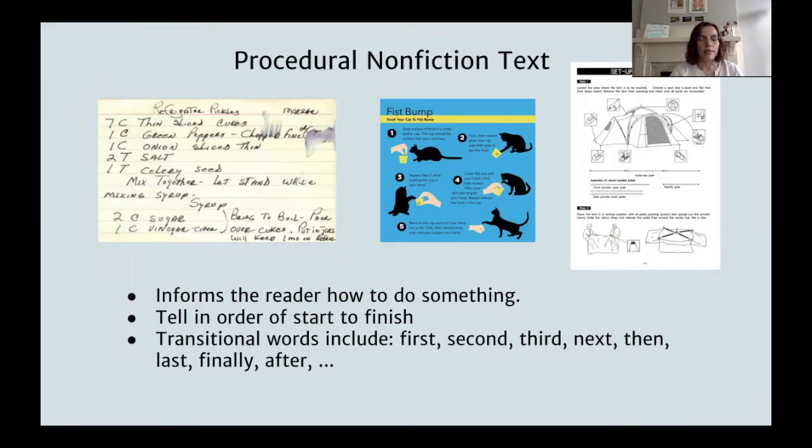Our procedural nonfiction texts and other types of media will use transitional words like first, second, next, then, third, last to help the reader or listener understand the flow of things. The process is really important in this type of text. When we think about procedural, we see the root word procedure. Another reason why the how in our 5 W's, 1 H strategy will become so important.